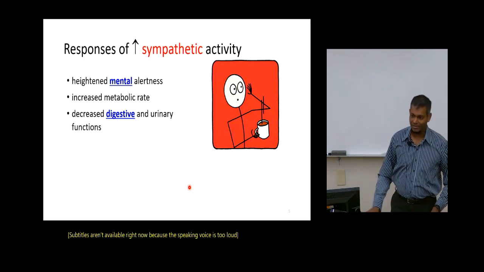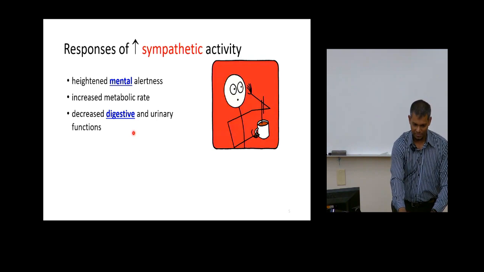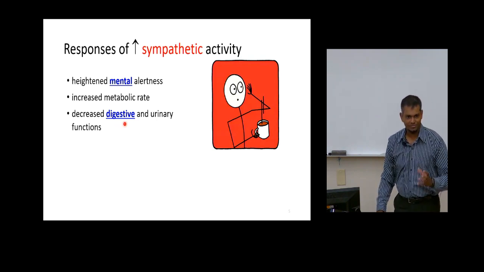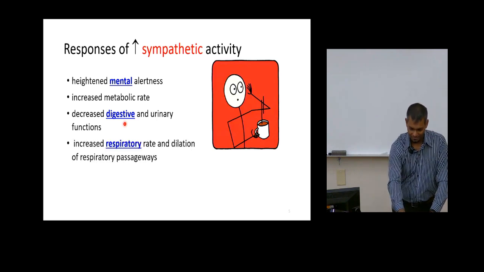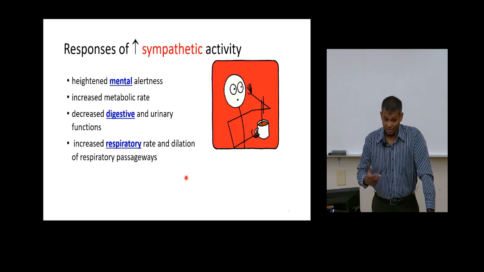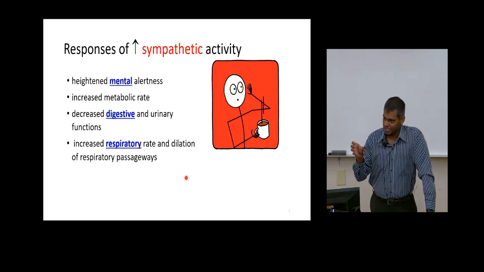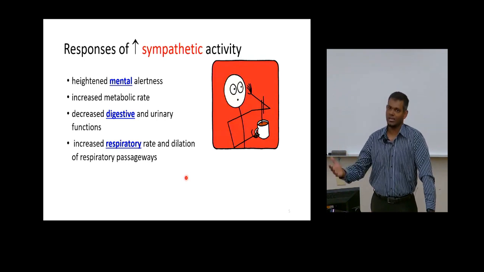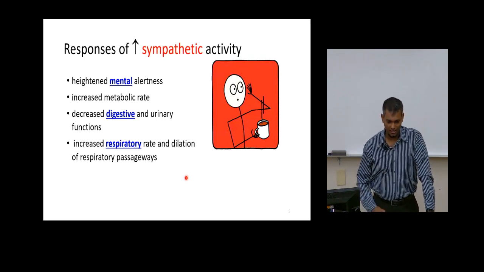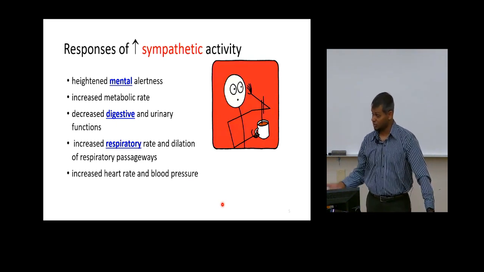So when you have this sympathetic activity, there is a decrease in digestive and urinary functions, and that's the reason why they say don't eat while you're stressed. You have to be nice and calm and relaxed. There will also be an increase in the respiratory rate when you're having this sympathetic activation, and the respiratory passageways will start dilating so that you can get more oxygen into the lungs. And your heart rate and blood pressure will shoot up.